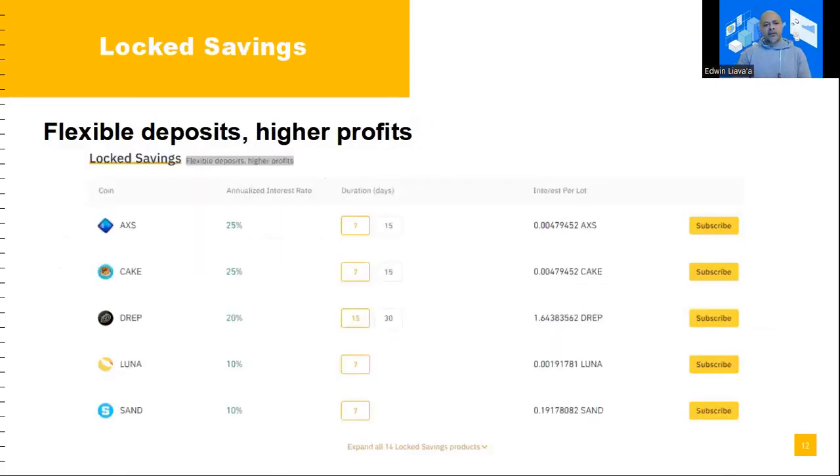So what is locked savings? Locked savings is similar to flexible saving. The only difference is you're locked to a certain time frame or duration, from days up to a month to a year, right? But the interest rates return higher profits for locked savings. So for you as a beginner, these are the best two avenues to consider: flexible savings and locked savings, for you to earn some interest while you are learning the ropes on how to read some graphs and how to do trading, and have your crypto working for you while you're learning how to become a more proficient investor in cryptocurrency.